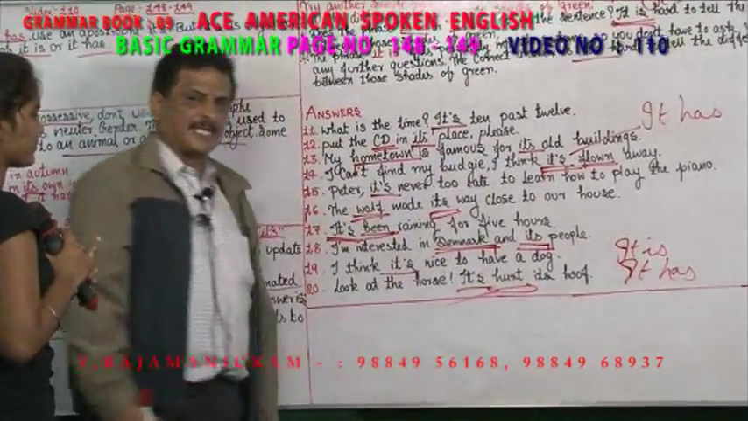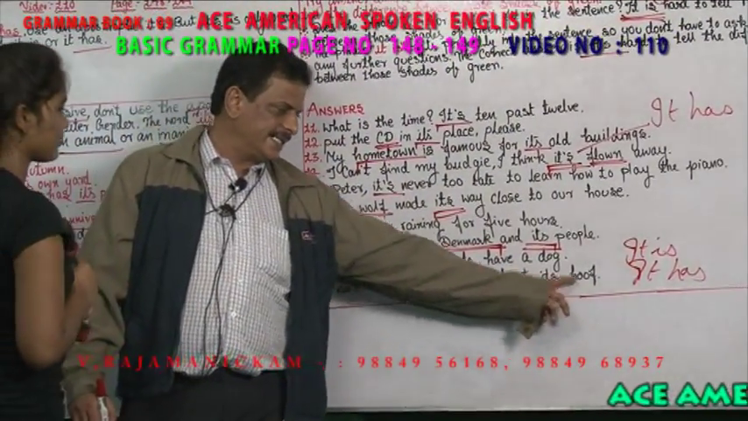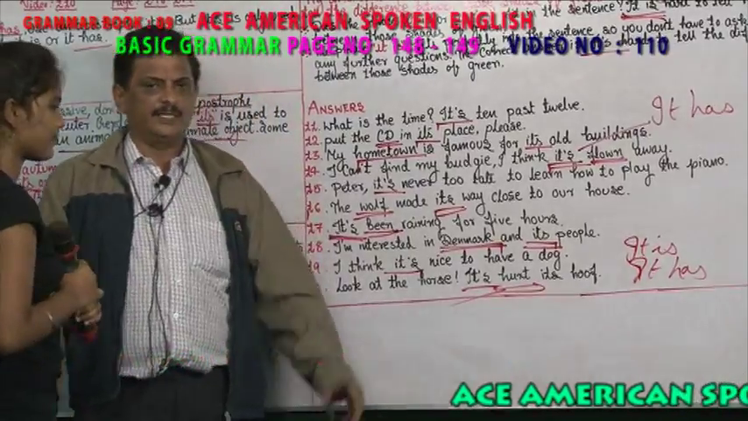Hurt. The past participle is: it has hurt its hoof. Right? Got it? Okay, take your seat.